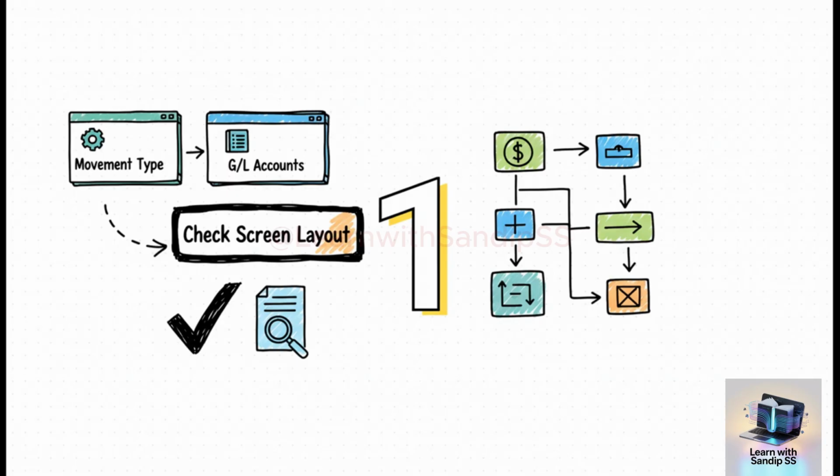And here's a little pro tip for you, something a lot of people miss. Inside that simulation tool, there's a button called Check Screen Layout. With one click, it will compare the settings for your movement type against the GL accounts it's trying to post to, and it will warn you about potential field mismatches that could cause errors later. It's an incredible time saver.